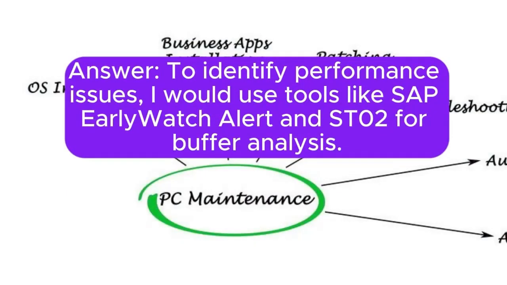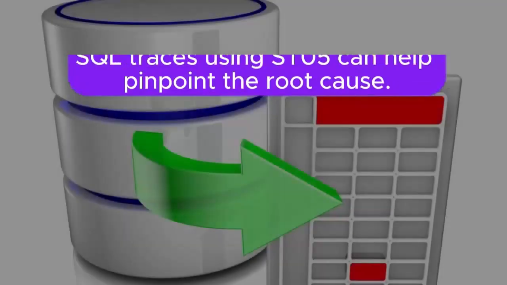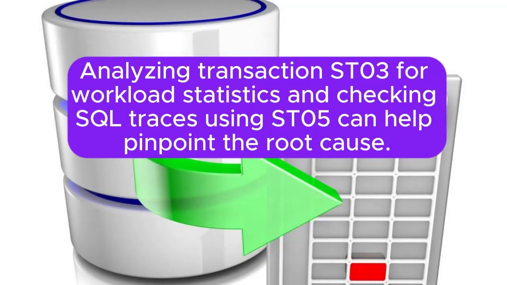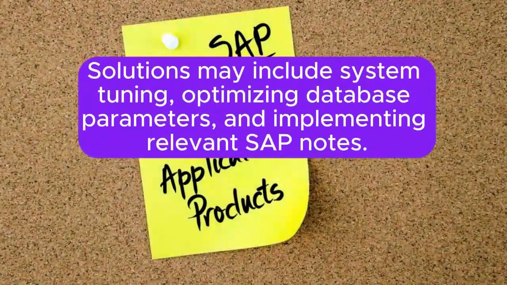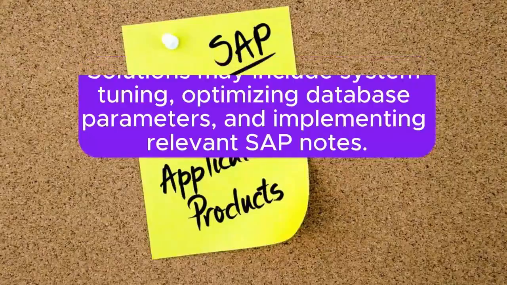Answer: to identify performance issues, I would use tools like SAP EarlyWatch Alert and ST02 for buffer analysis. Analyzing transaction ST03 for workload statistics and checking SQL traces using ST05 can help pinpoint the root cause. Solutions may include system tuning, optimizing database parameters, and implementing relevant SAP notes.